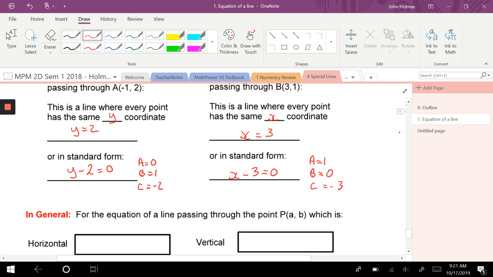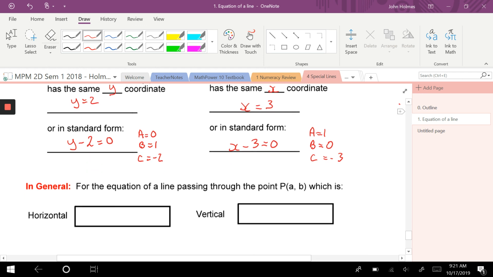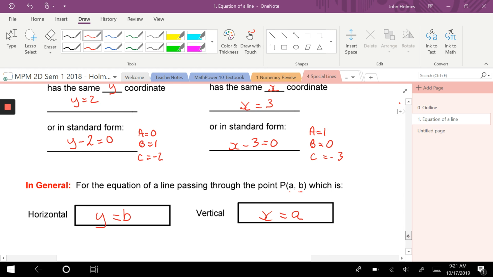So in general, for the equation of a line passing through the point (a, b), for the horizontal line, the y value stays the same, so we get y = b. And for the vertical line, it's going to be x equal to whatever the x value is, which in this case is a. All right, so that's just a review of what we looked at last year in grade 9.